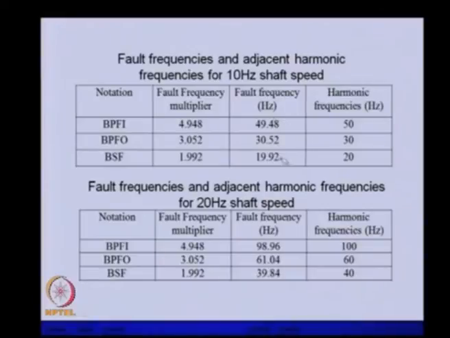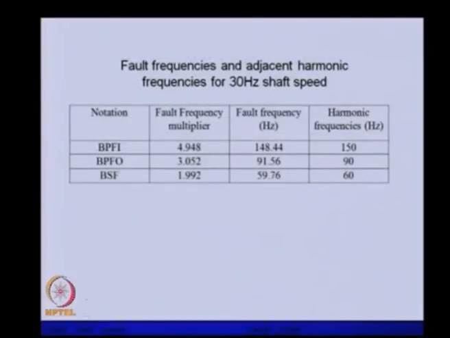We will be having the frequencies like this, corresponding to the various faults, inner raceway, outer raceway, like that. Similarly, for 20 hertz, we can calculate. So, basically the main purpose of this is to find out where we should look into the signal for these frequencies. These are the various frequencies, the closest values corresponding to the calculated frequencies of the faults.